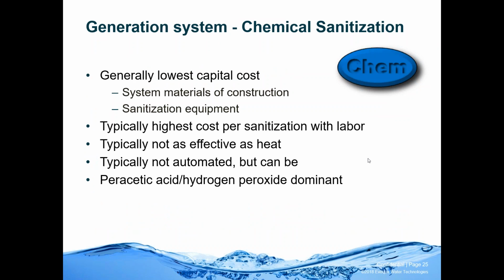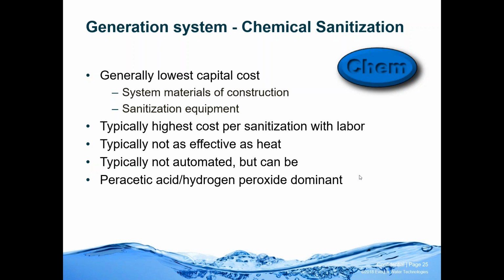Chemical sanitization of generation, it is typically the lowest cost. That means that some equipment may have PVC piping at the pretreatment end or polypropylene piping, materials that are not really rated at much of a pressure at 80 degrees C. The sanitization equipment, there may be one pump or just a drum pump or simplistic methods of introducing chemical, not a lot of instrumentation. Because of the lengthy time to sanitize is typically the highest labor cost. And no one would argue that it's as effective as heat. It typically isn't, but it is out in thousands of systems. So certainly the takeaway from this should not be the chemical sanitization can't work.